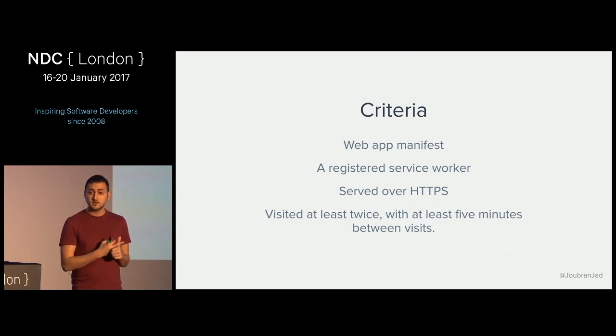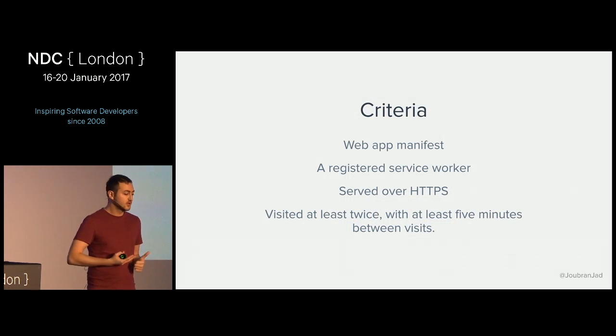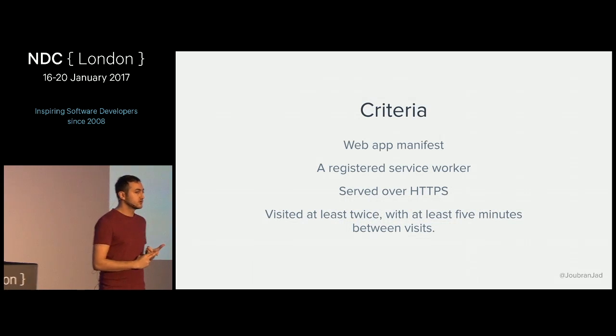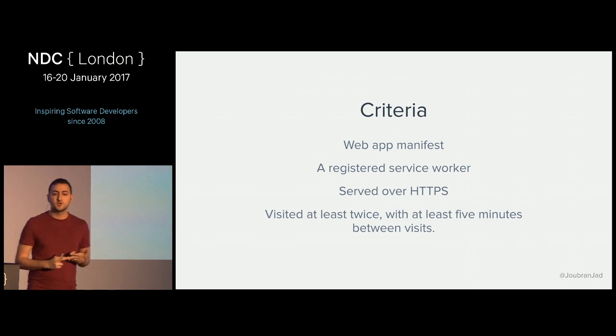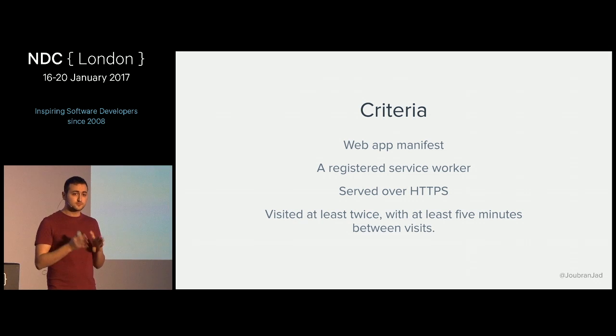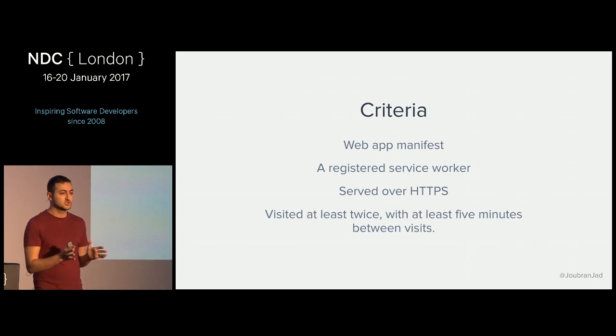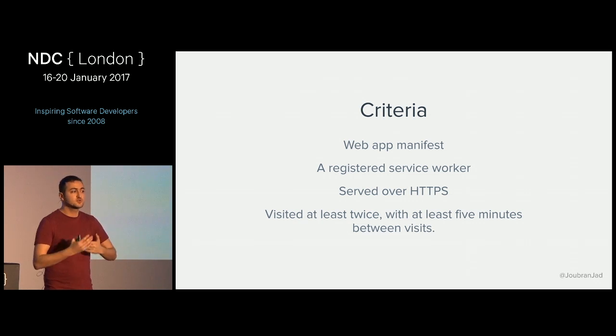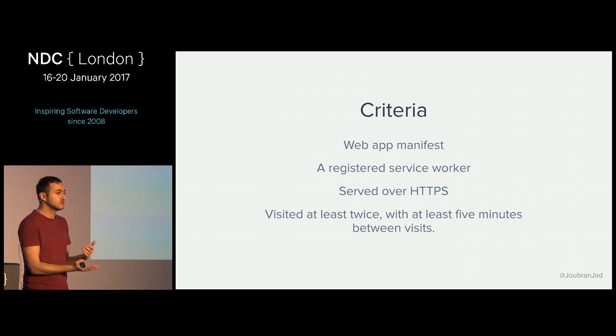You should have a valid web app manifest, of course. You should have a registered service worker. You need to be on HTTPS. Actually, service workers don't even run on HTTP for security purposes. And finally, the user has to visit your website at least twice, with at least 5 minutes between the 2 visits. That's because they don't want to ask the user the first time if they want to add it to the home screen. They have to wait for at least 5 minutes.